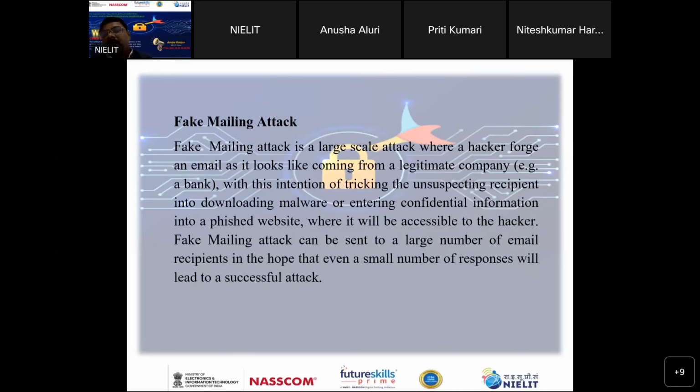Fake mailing attack. A fake mailing attack is a large scale attack where a hacker forges an email so that it looks like it is coming from a legitimate company, for example a bank, with the intention of tricking the unsuspecting recipient into downloading malware or entering confidential information into a phishing website where it will be accessible to the hackers. A fake mailing attack can be sent to a large number of email recipients in the hope that even a small number of responses will lead to a successful attack.